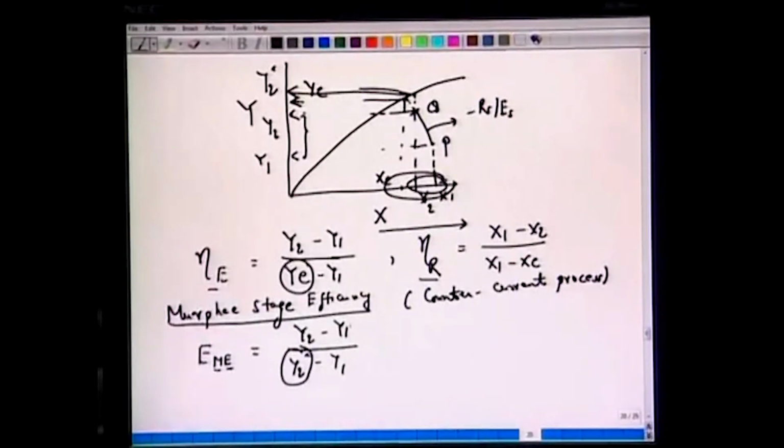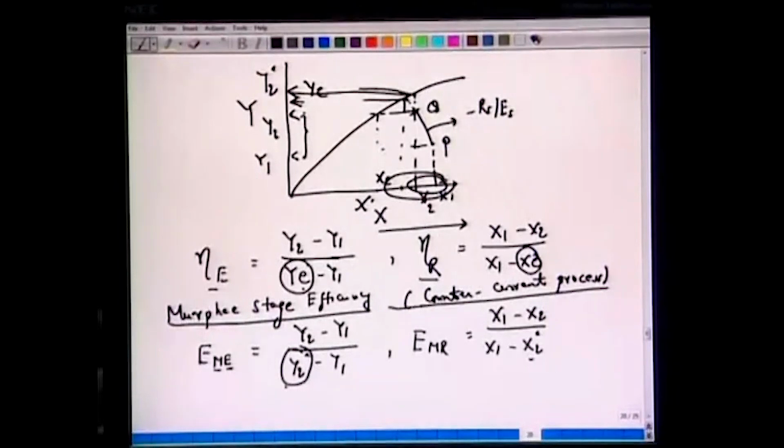phase at y2 star. Similarly, we can have EMR as x1 minus x2, and we can have x1 minus x2 star. So given this y2, the maximum we can have in the bulk phase is x star. Of course, you will notice that this definition is applicable only for a counter current process. For co-current, it doesn't make any sense, because we can never achieve more than ye or xe. So that's why we noted that this Murphree stage efficiency is applicable for the counter current process.